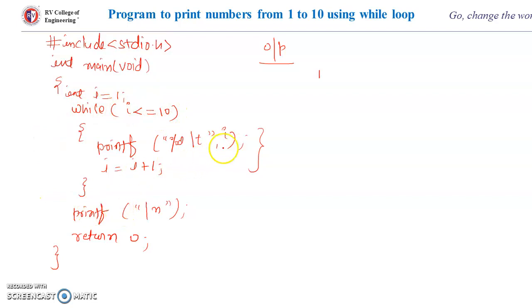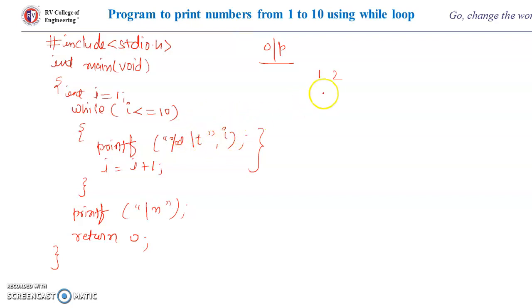After the first iteration is over, the loop condition is checked again. Now the value of i is 2, so 2 is less than or equal to 10, and the condition is true. So the loop body is executed again, and 2 will be printed, and since we have given \t, one tab space will be given, and then i will be incremented by 1. So now it will be 3. So two iterations of the loop are over.